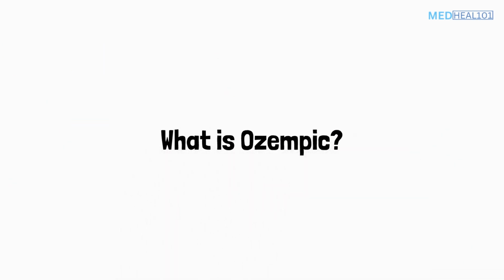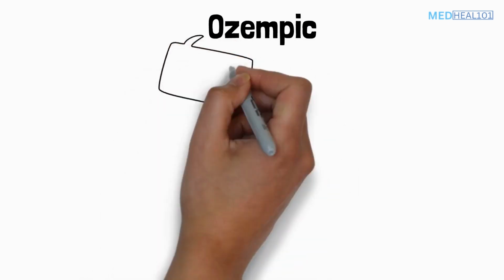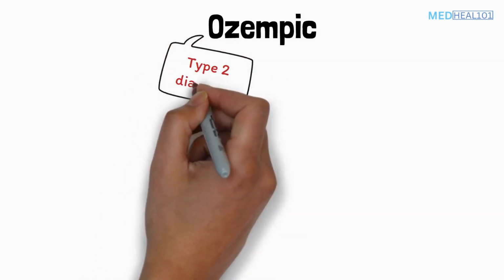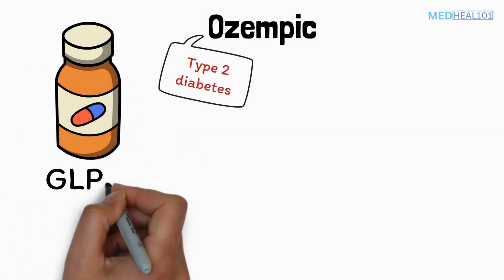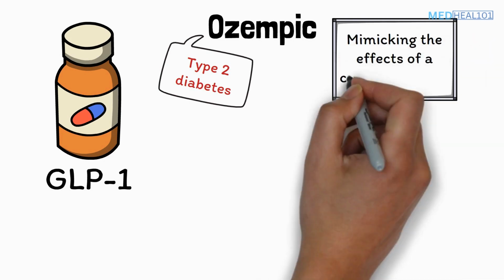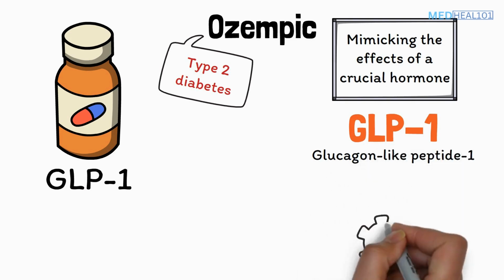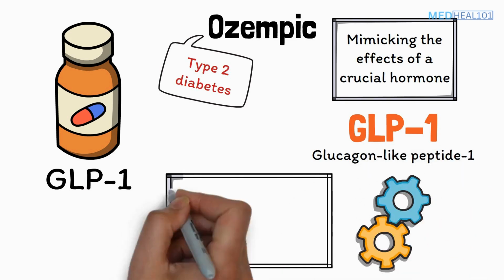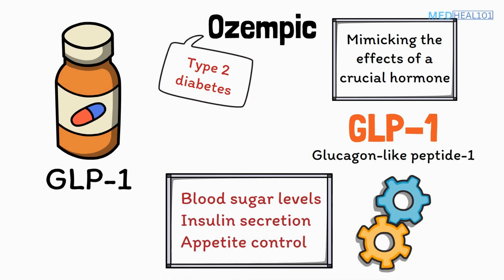What is Ozempic? Let's start with the basics. Ozempic is a medication primarily prescribed to individuals diagnosed with type 2 diabetes. Belonging to the class of drugs known as GLP-1 receptor agonists, Ozempic acts by mimicking the effects of a crucial hormone called GLP-1, glucagon-like peptide 1. This hormone plays a pivotal role in regulating blood sugar levels, insulin secretion, and appetite control within the body.